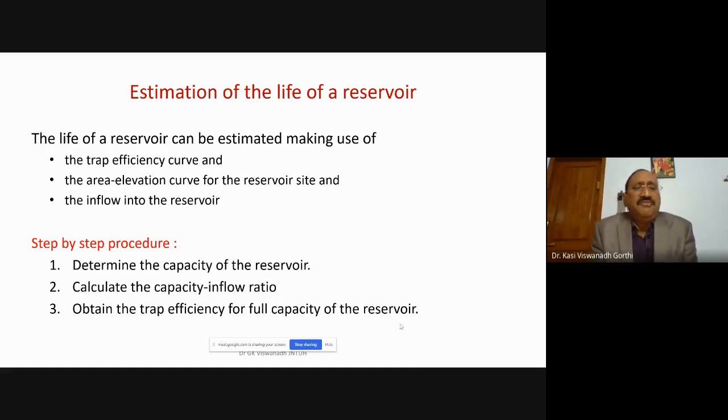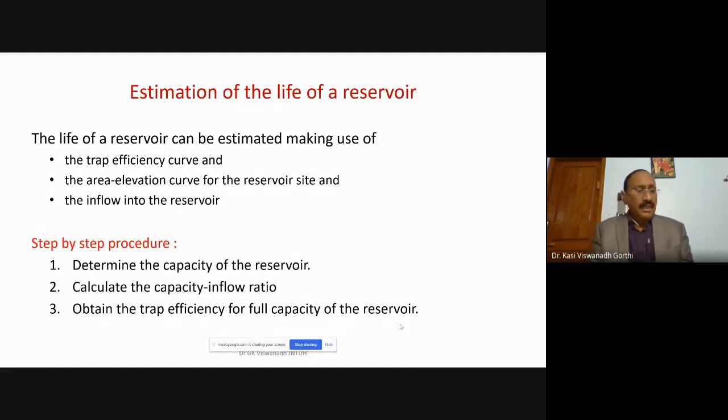Now, the life of a reservoir can be estimated making use of the trap efficiency curve, the area elevation curve, and the inflow into the reservoir. These are the three parameters that we are looking at. The trap efficiency curve, we have already seen as a graphical representation taken on a semi-log sheet. Then the area elevation curve for the reservoir: whenever a reservoir is formed, for different elevations, what would be the surface area? That is the area elevation curve.